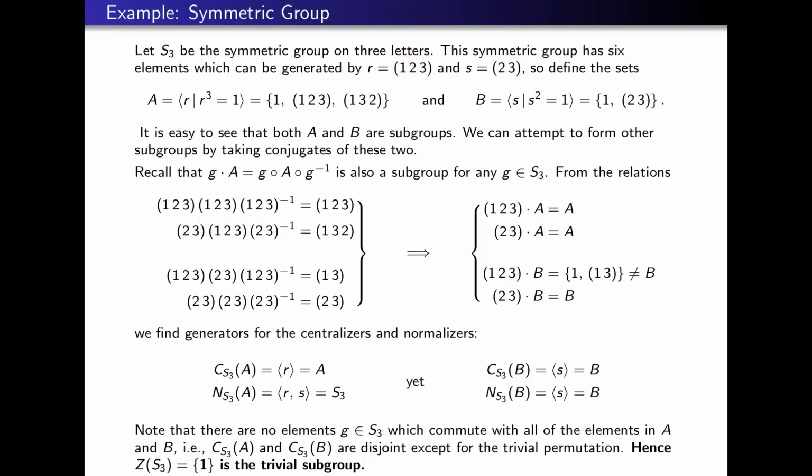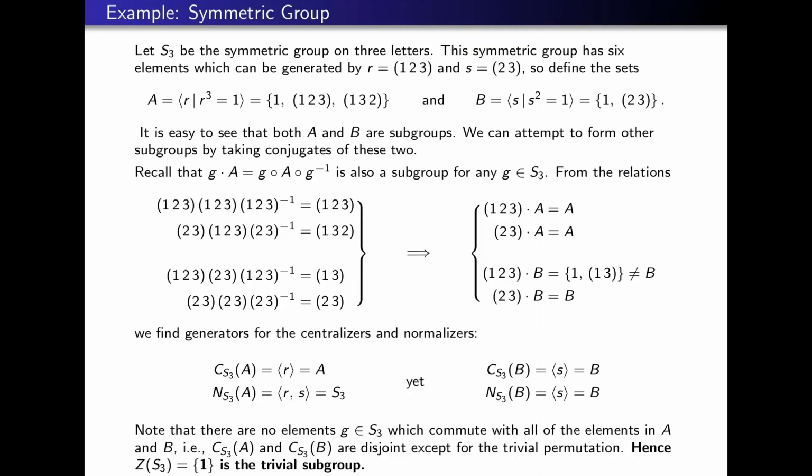Let us consider the set A to be the set generated by r. This is the set consisting of r, r squared, and then r cubed, which is 1. So this set is just the elements 1, the 3-cycle (1 2 3), and the cycle (1 3 2). We are also going to consider the set B to be the set generated by s. In this case, s is equal to the cycle (2 3), but if we do s squared, we get back the identity permutation. So B is just the set consisting of 1 and (2 3). So both A and B are subgroups.